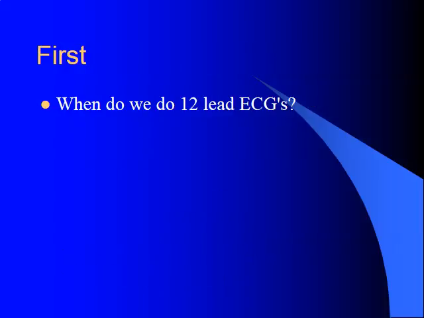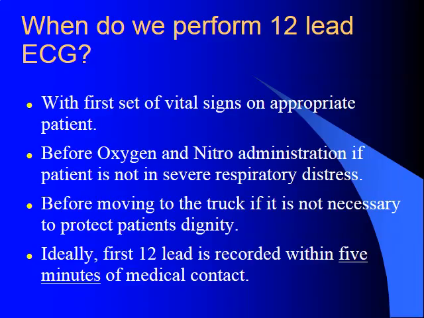So first, we need to decide when are we going to do 12 lead ECGs. You're on the EMS call, you decide you need to do one. At what point in the call should that be performed? So considering our ACS symptoms patients, the chest pains, shortness of breath, pain radiating to the jaw, etc., we need to be doing these with the first set of vital signs on the appropriate patient.